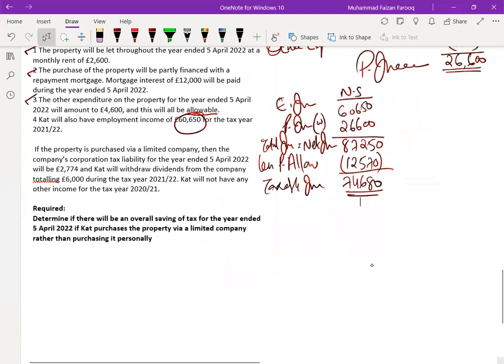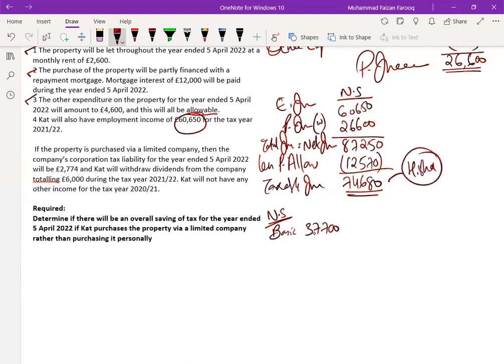So we are going to calculate the tax, non-savings only. There is no interest, no dividend. Basic band limit is how much? It is 37,700 at 20%, and the difference will go to the higher band. How much?